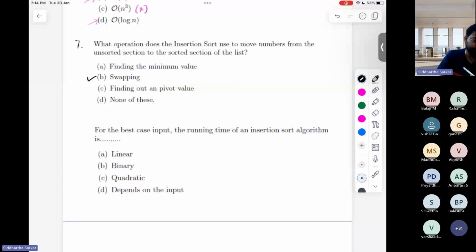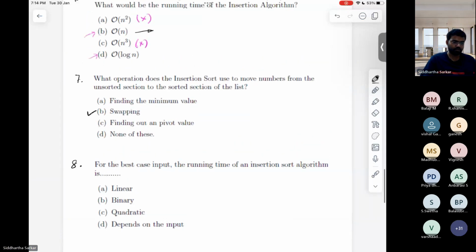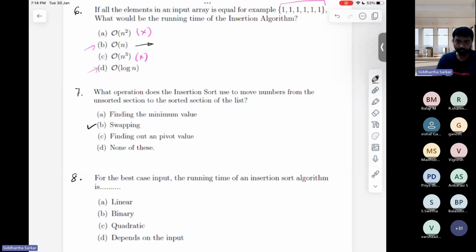This is question number 8. For the best case input, the running time of an insertion sort algorithm is what? This we already have seen in the previous. So this question is directly related to question number 6. So what is the smallest running time of insertion sort? This happens when we have an input, which is the best case input. Right, Madhubalan is saying linear, that is correct. As we have seen in the 6th question, Swati is saying linear, that is correct.